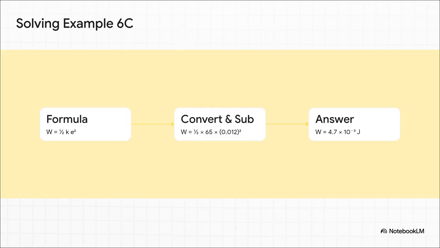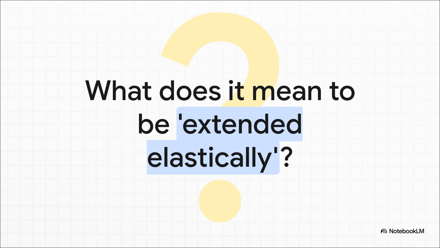So all we have to do is follow 3 simple steps. First, pick the right formula. Second, and this is super important, we have to convert our units. Those centimeters have to become meters. Then we just plug in the numbers. A quick tap on the calculator, and we get our answer, 4.7 times 10 to the negative 3 joules. Easy as that.